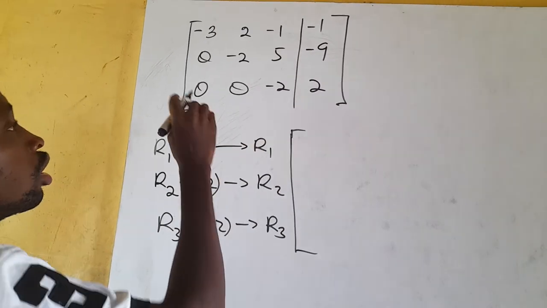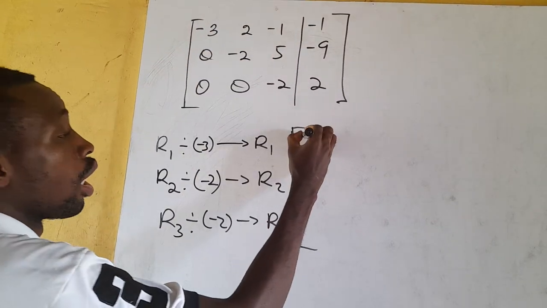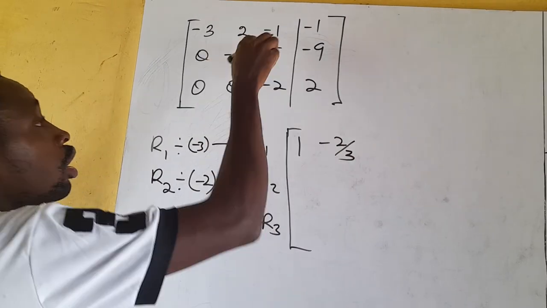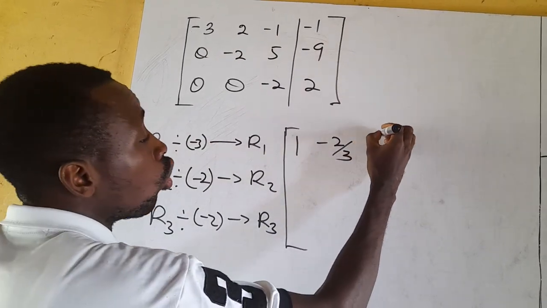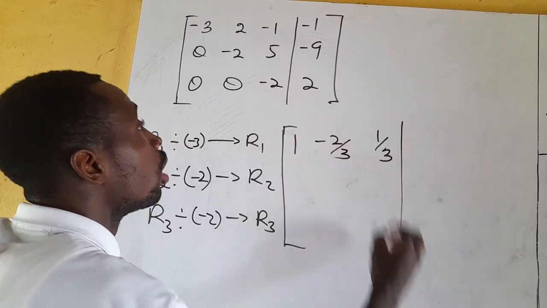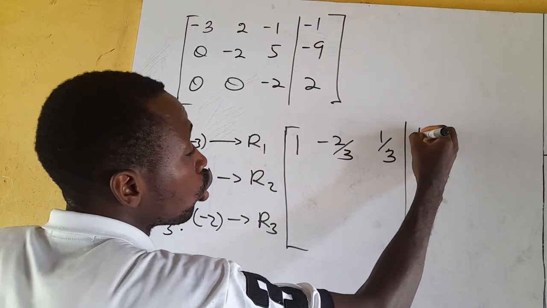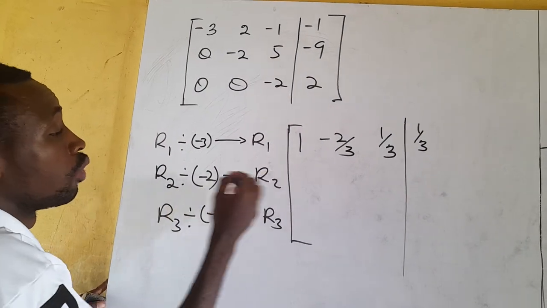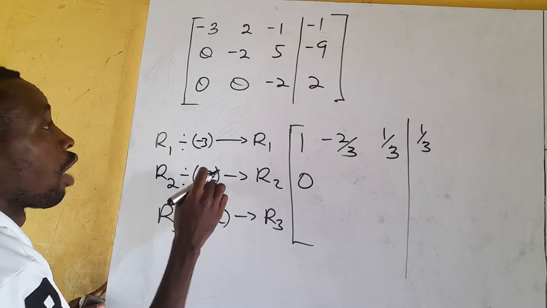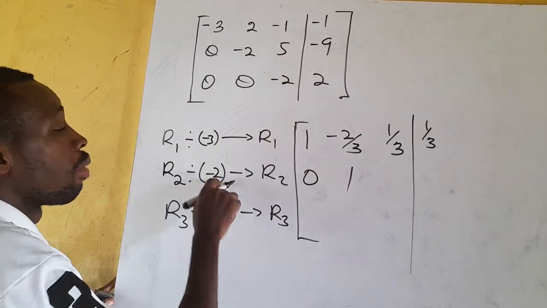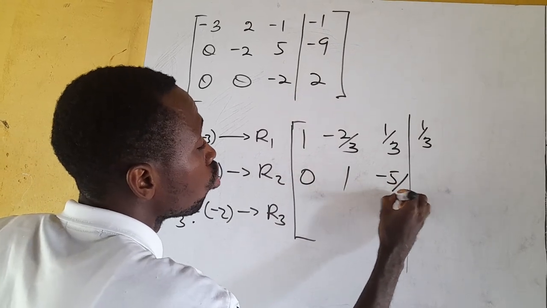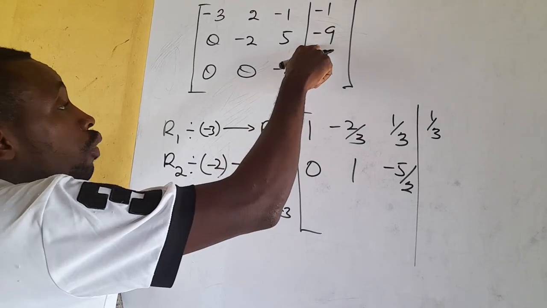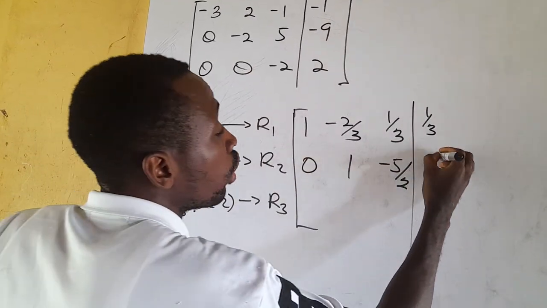So negative 3 divided by negative 3 will be 1. 2 divided by negative 3 will be negative 2 over 3. Then negative 1 divided by negative 3 will be 1 over 3. Then negative 1 divided by negative 3 will also be 1 over 3. The second column: 0 divided by negative 2 will be 0. Negative 2 divided by negative 2 will be 1. 5 divided by negative 2 will be negative 5 over 2. Then negative 9 divided by negative 2 will be 9 over 2.